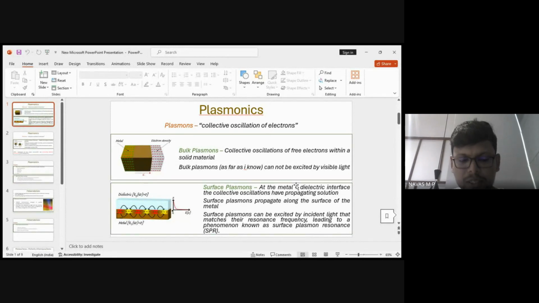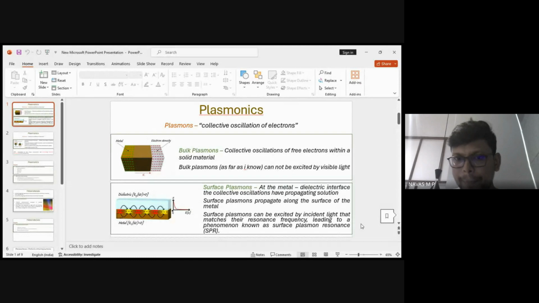There are a couple of areas I'm working on. One is plasmonics. You might have heard about plasmonics. Plasmonics is basically the collective oscillation of electrons. These collective oscillations of electrons can give rise to a number of optical properties. One of them is the localized surface plasmon. Before going to localized surface plasmon, what is surface plasmon? Surface plasmon is these collective oscillations. We can excite those collective oscillations using electromagnetic radiation. In bulk material it is not possible to excite them, but at the dielectric-metal interface it is possible. Those excitations are called surface plasmons.